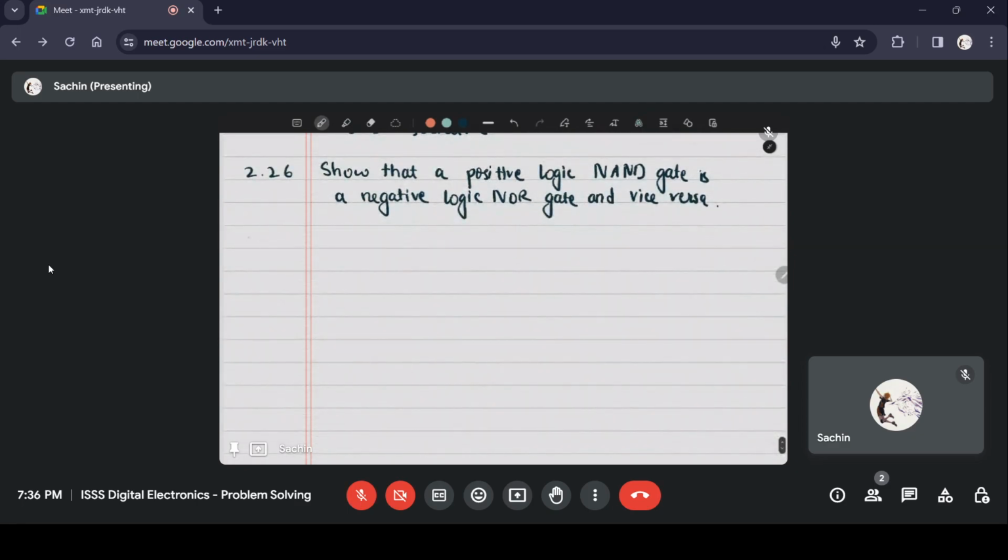So we can show this by using truth tables. So let's say A and B are the variables. NAND gate is AB bar. Positive logic NAND will have 0 0 give you an output of 1, 0 1 will give you output 1, 1 0 will give you output 1, 1 1 will give you output 0. That's positive logic NAND.